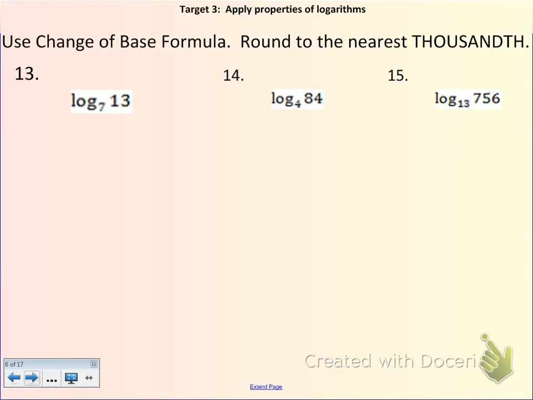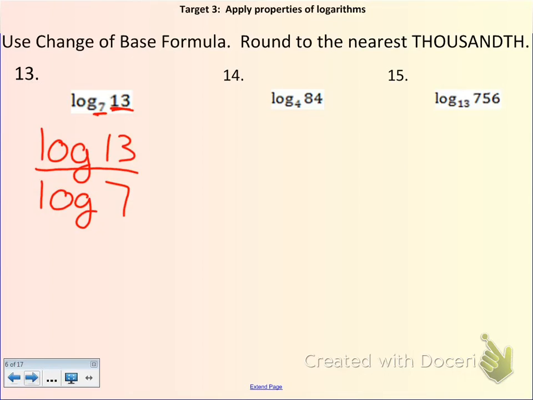Okay, this is using your change of base formula. This is all calculator work. Remember, it's the log of the bigger number, so 13, divided by the log of whatever our base is, in this case 7. So log of 13, and make sure you hit the close parentheses, divided by the log of 7, gives us an answer of 1.32.